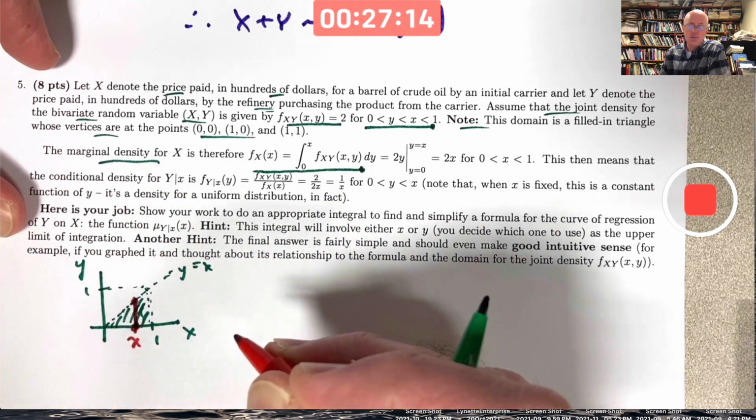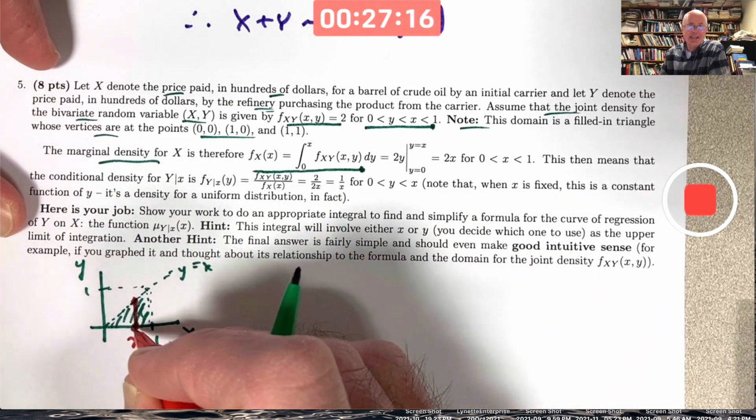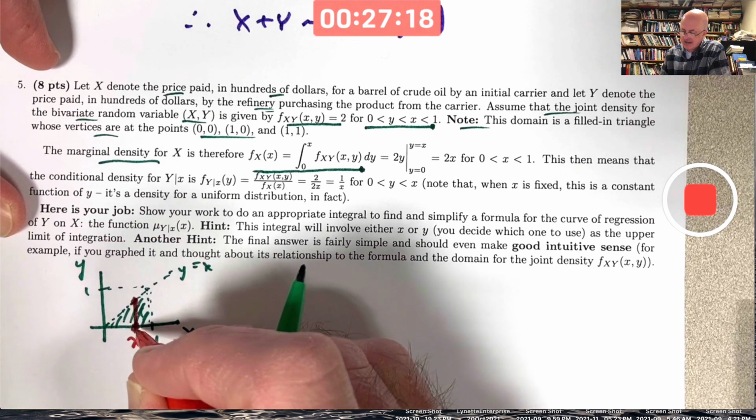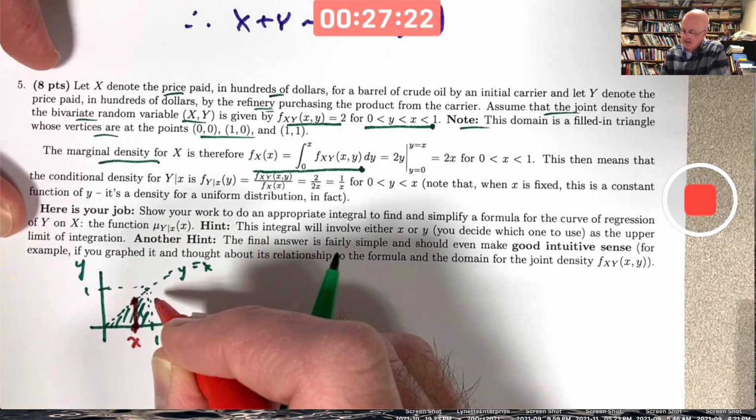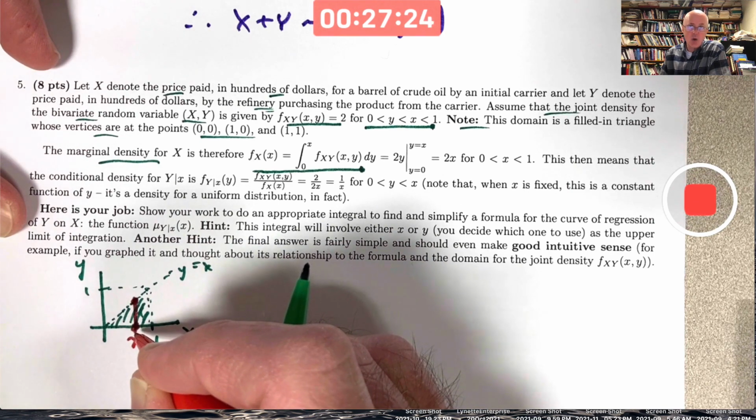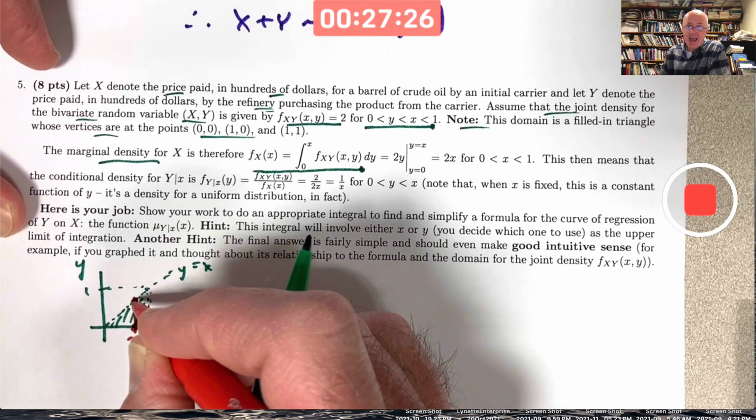what does y vary between? It varies between the second coordinate of the first point here on the x-axis and the second coordinate of this point on the line y equals x. It varies from 0 to x. You want to get it in terms of x.